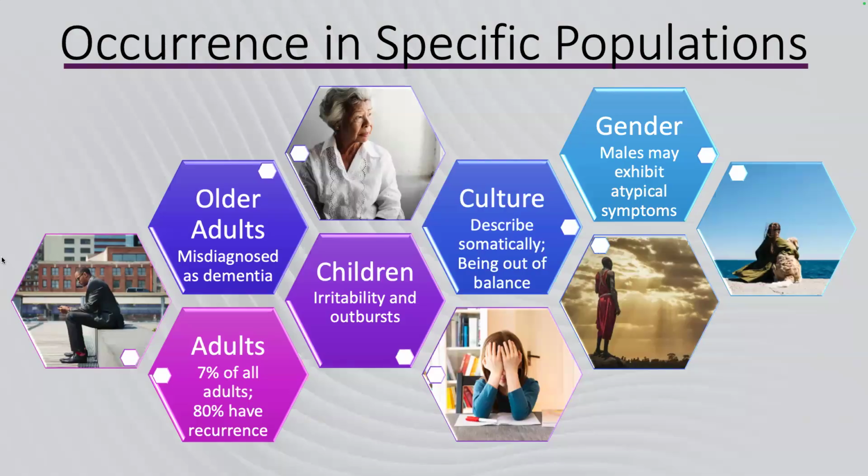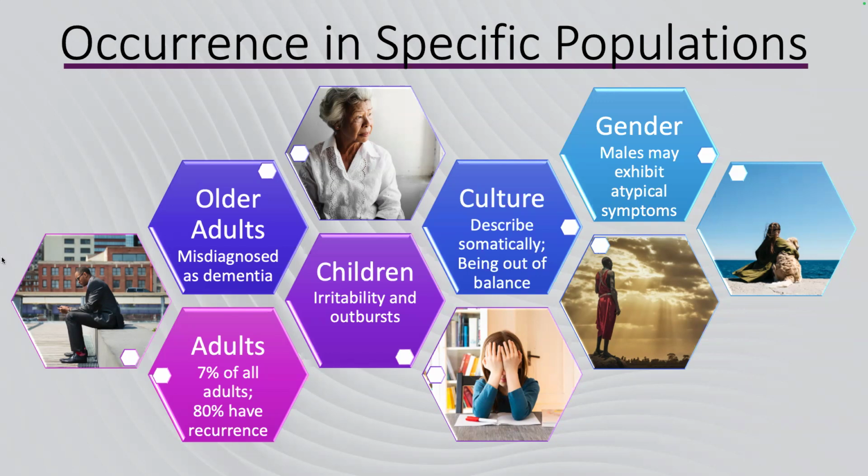So, considering different populations, 7% of all adults suffer from depression, and about 80% are going to have recurrent episodes. So depression is usually not an isolated event. Older adults, depression is often misdiagnosed as dementia. We tend to call everything with older adults dementia. Oh, that's dementia. Oh, that's a normal part of aging. Depression is not a normal part of aging. Children, in case you didn't pick this up before, tend to have irritability.